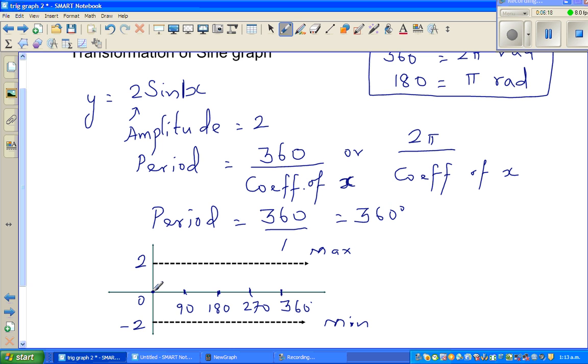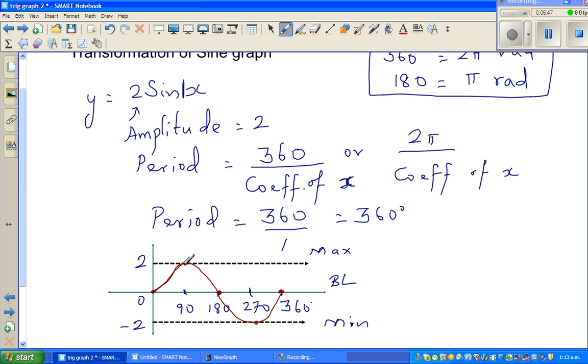So sine starts at 0, reaches the maximum at 90. Baseline, I didn't write this. This is the baseline. Very important. So it reaches the baseline, reaches the minimum, and comes back. So what's the difference between this graph and the last graph? Nothing much, but only amplitude has changed from 1 to 2 here.